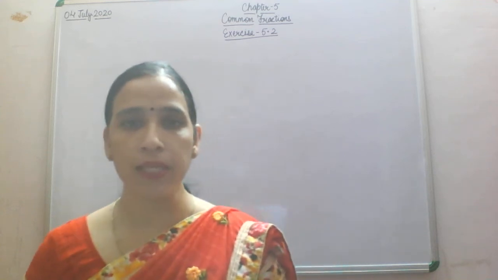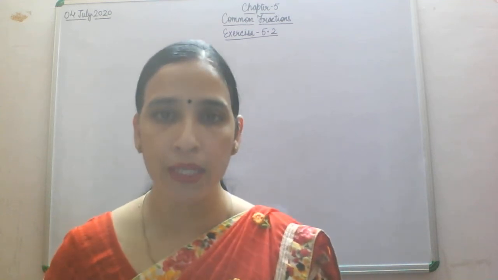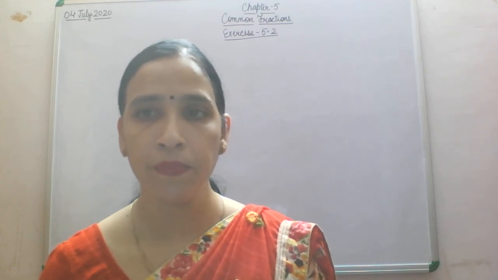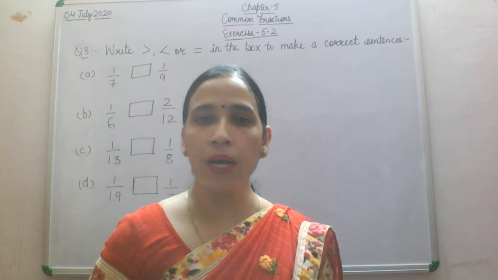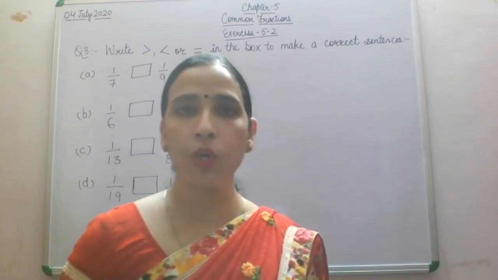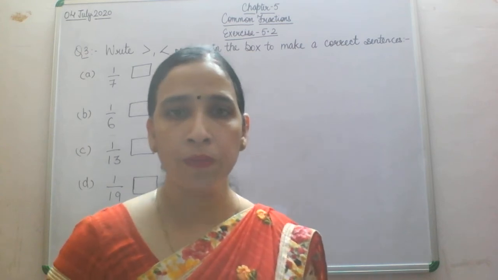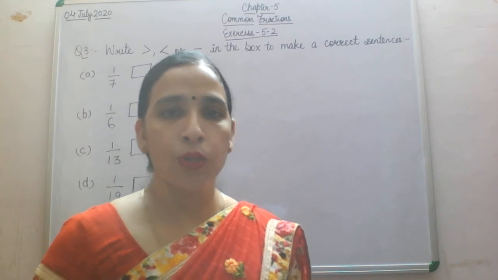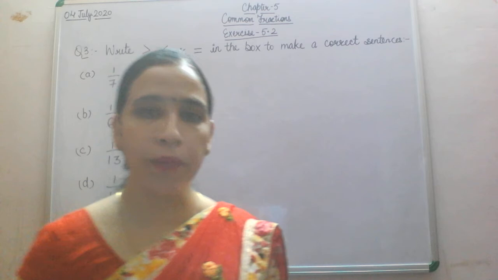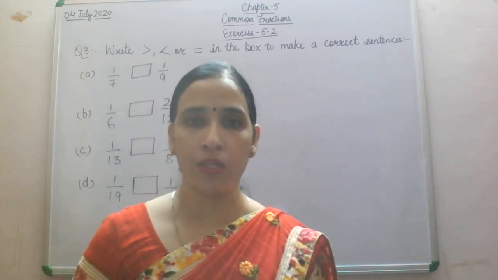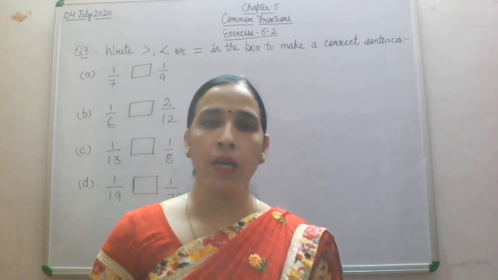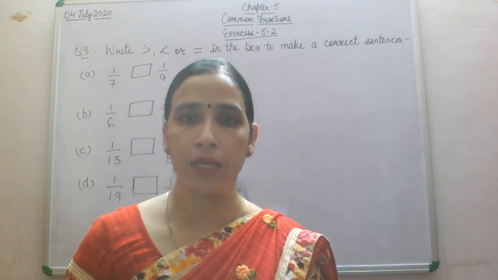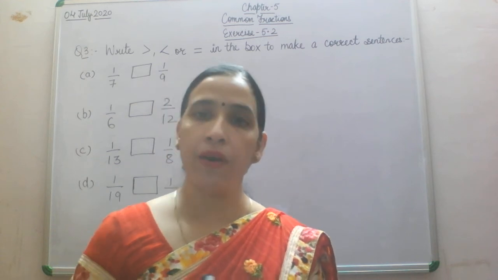Now you can see question number 3 in your book itself. Before I come to question number 3 of exercise 5.2, I want to repeat what we learned yesterday: two methods of comparing unit fractions. Now what are unit fractions? The fractions having 1 as a numerator are called unit fractions.